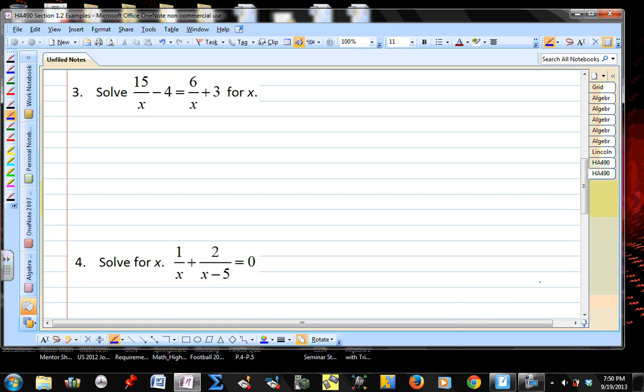Well, in problem number 3, we're given an equation, and we're asked to solve for x. This means we need to find all the values of x that make the statement true. We can do this by isolating x on one side of the equation. And let's get started.